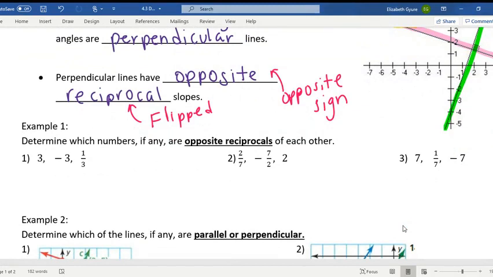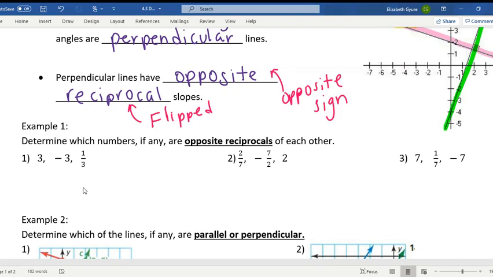Yeah, so determine which numbers, if any, are opposite reciprocals. So you have to have the opposite signs, and then one needs to be the flipped around version of the other. So if you take a look here, if we just look at 3 and negative 3, those are opposites, but are they reciprocals? No. What about 3 and 1/3? Those are reciprocals, right? One's flipped, but are they opposites? No. Is there anything here that would be opposite and a reciprocal? Nothing else? There's no other two?